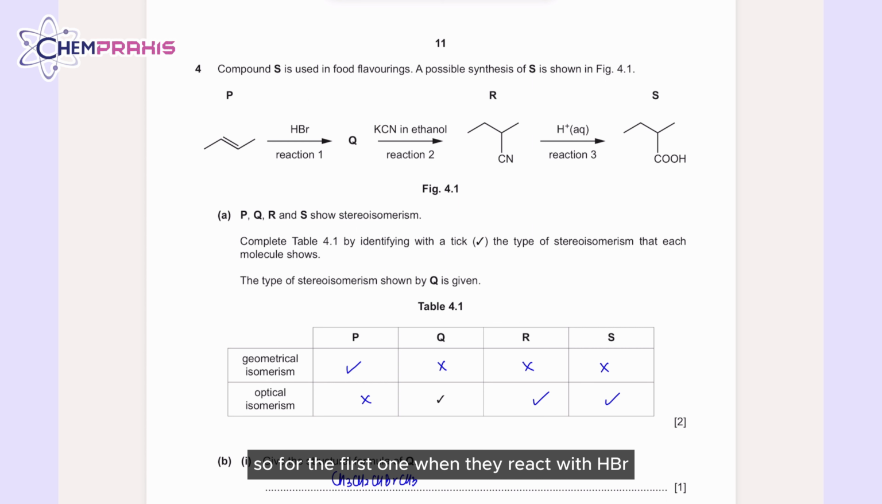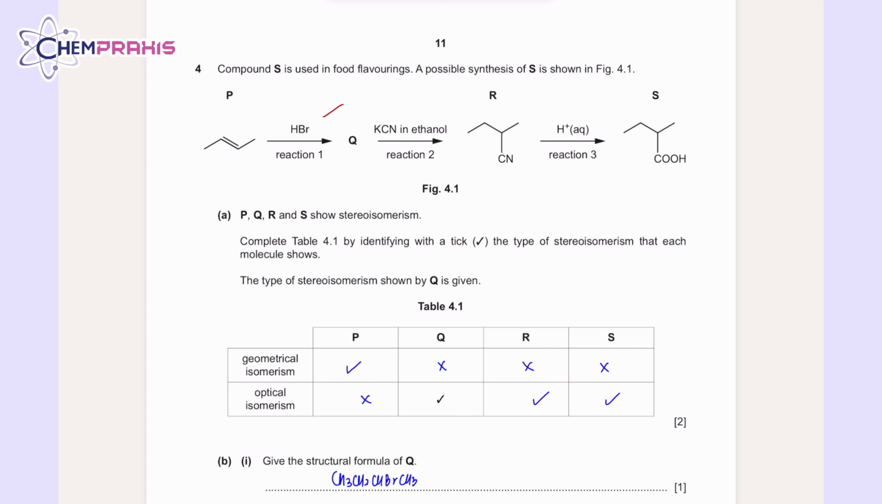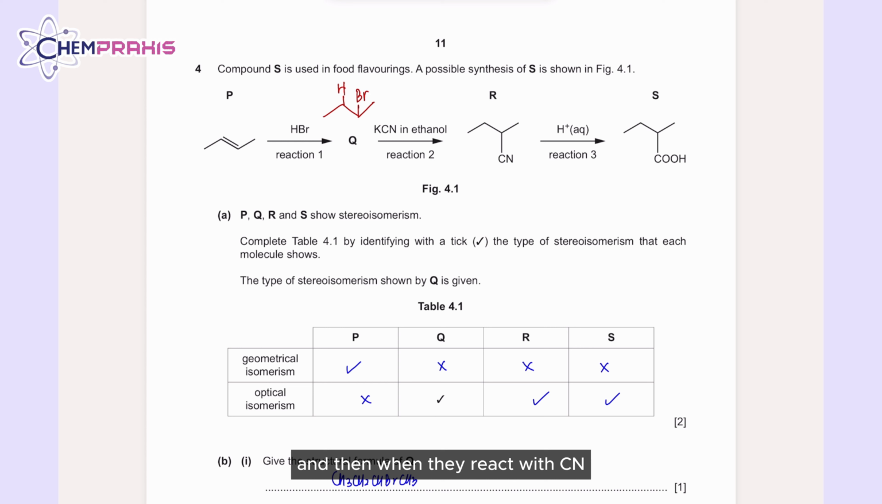For the first one, when they react with HBr, this is the structure of Q. And then when they react with CN, the Br will be substituted by CN. And then for H+, this is acid hydrolysis. They will change the CN to COOH.